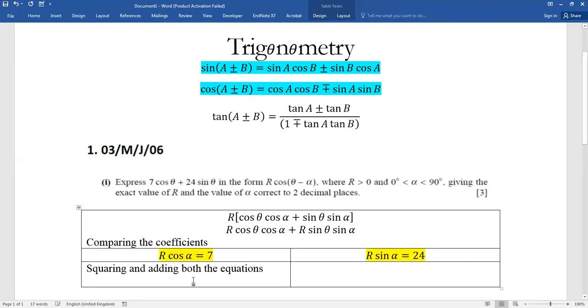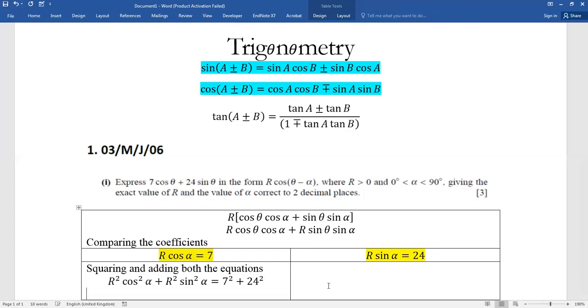Yes, class, let's square both of them. What will I get? r square cos square alpha plus r square sin square alpha, which will be equal to 7 square plus 24 square. So we squared both the equations and then we added them. So the left side adds with the left side and the right side adds with the right side. Is this right, class?